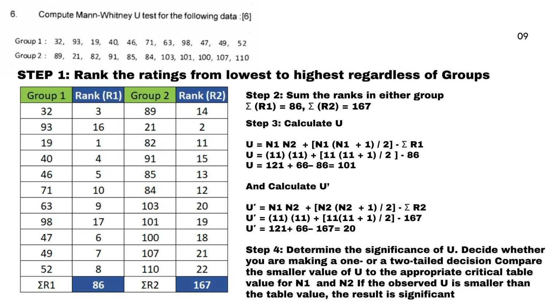Now step 4 is to determine the significance of U. Decide whether you are making a 1 or 2 tailed decision. Compare the smaller value of U to the appropriate critical table value for N1 and N2. If the observed U is smaller than the table value, the result is significant. So now let's check the table.